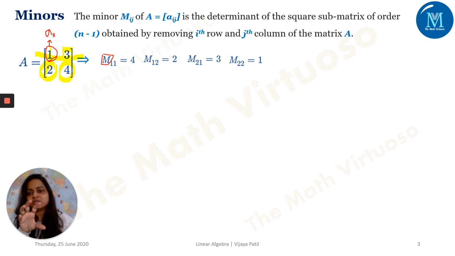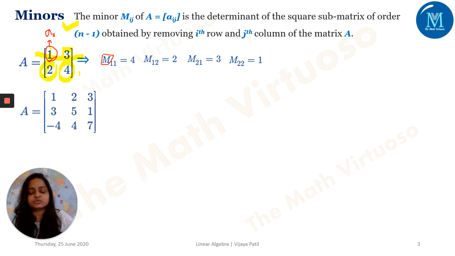If I want to find the minor Mij of Aij, it is the determinant of the square submatrix of order n minus 1 obtained by removing the ith row and jth column of the matrix A. So this is the definition of the minors. The same procedure you have to follow whether the matrix is 3 cross 3, 2 cross 2, or any order of the matrix.